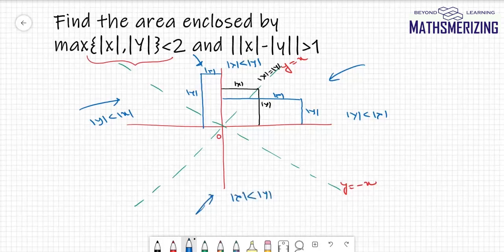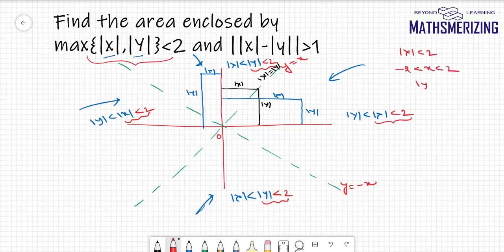Now the function says the maximum of mod x and mod y should be less than 2. So here it should be mod of x less than 2. Here it should be mod of y less than 2. Here again mod of x less than 2. And here again mod of y less than 2. Now mod x less than 2 means x should lie between minus 2 and plus 2, and mod y less than 2 means that y lies between minus 2 and plus 2.